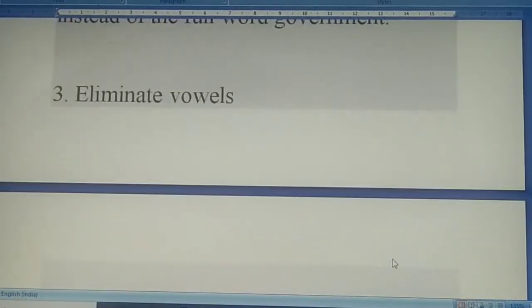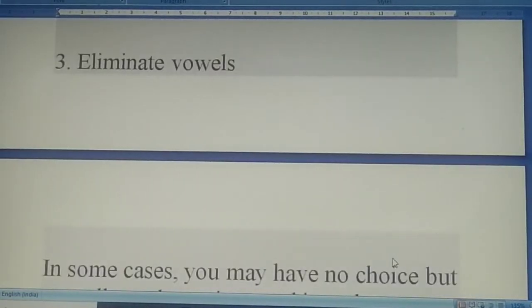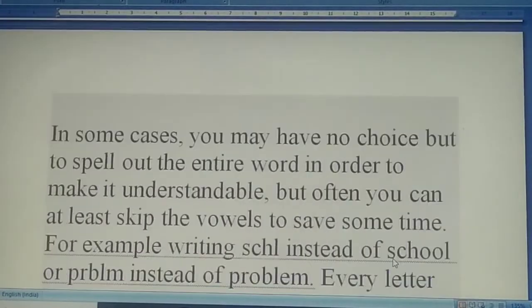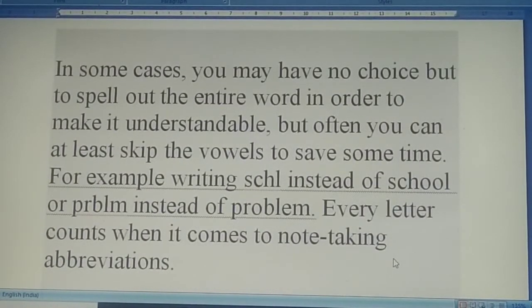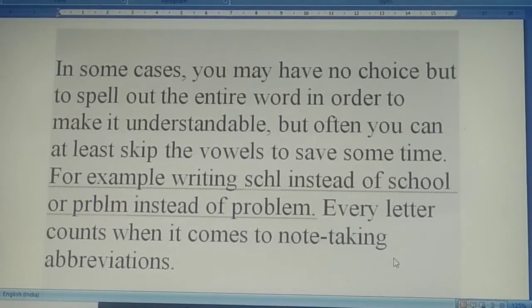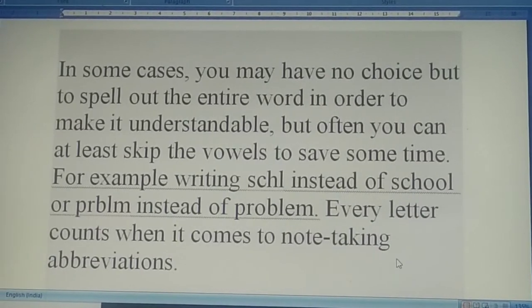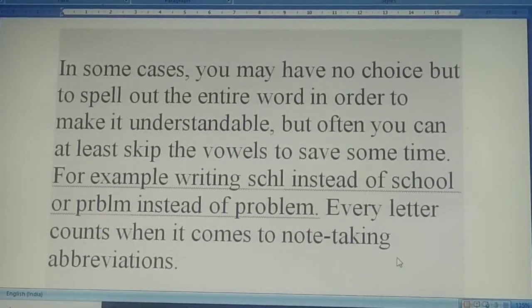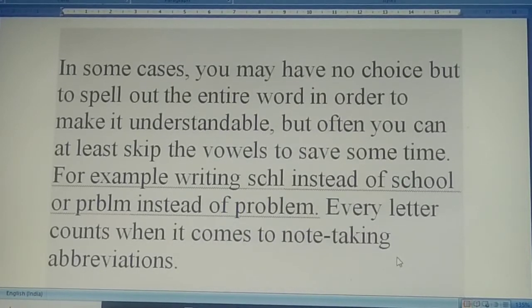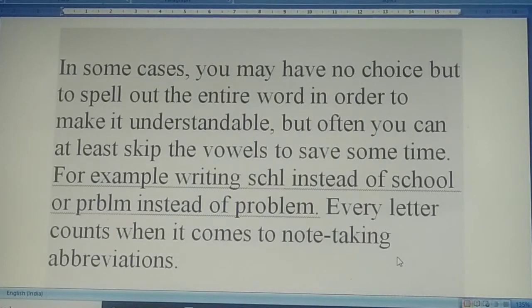It is always better to eliminate, remove the vowels. What are vowels? You remember A, E, I, O, U. So it is better to remove the vowels. In some cases you may have no choice but to spell out the entire word in order to make it understandable. But this is very rare. Most of the time you can abbreviate, but often you can at least skip the vowels to save some time.